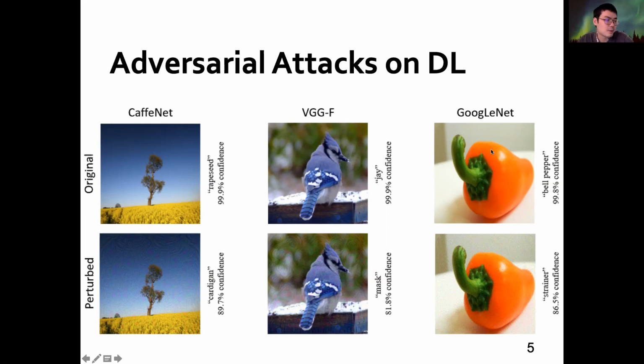Here's another example. You have a pepper. If you add some small computed noise to the pepper, as a human, we can still see it's a pepper, but somehow the model will think it's a strainer. So it's totally wrong.